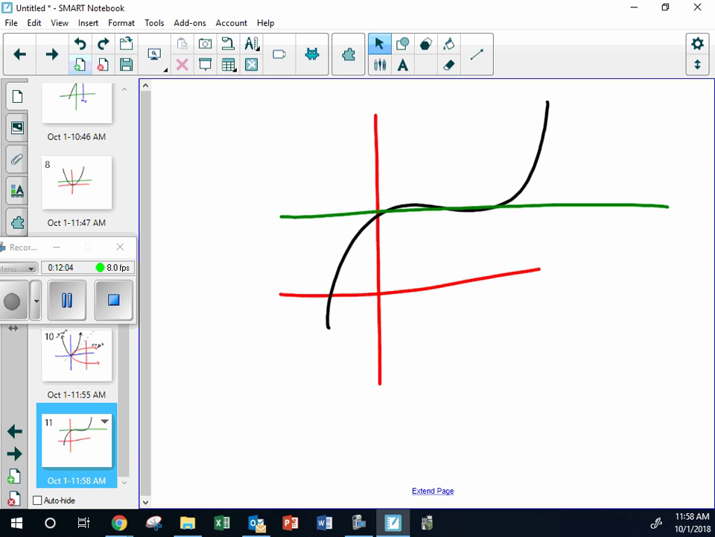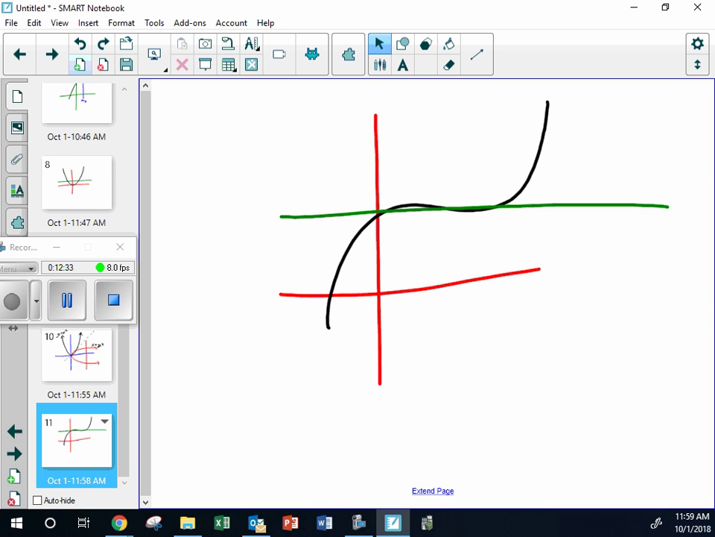Ooh, it hits it 3 times. It doesn't pass the horizontal line test. Therefore, it doesn't have an inverse. True or false? False. Therefore, this black one is not a one-to-one function. True. Okay, so this is not one of those super special functions because it doesn't pass the horizontal line test.